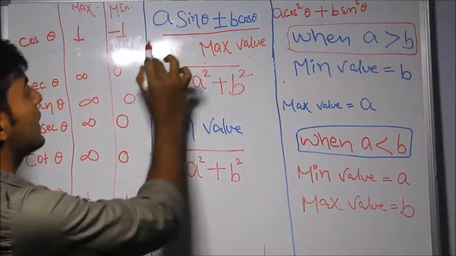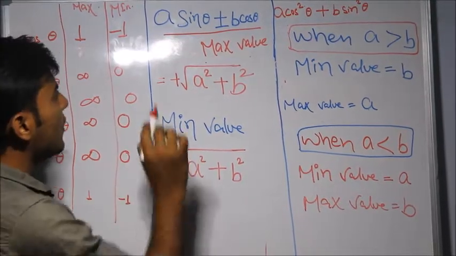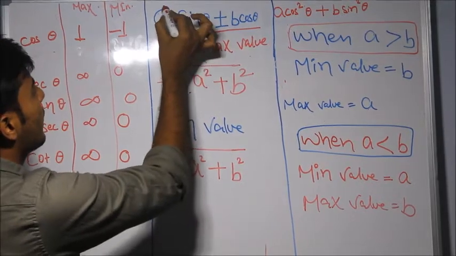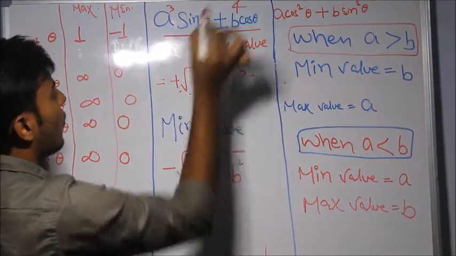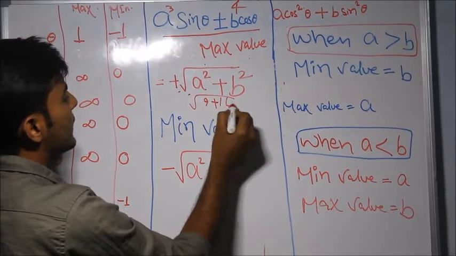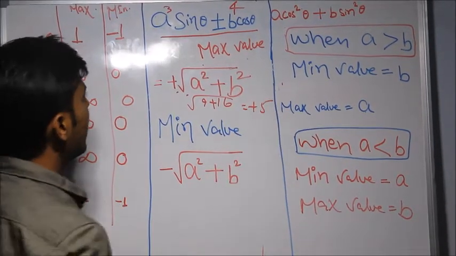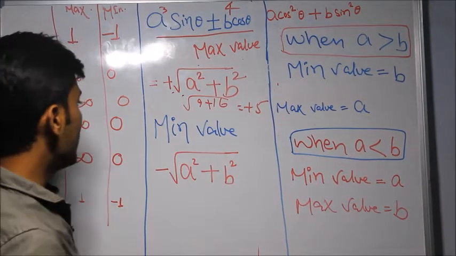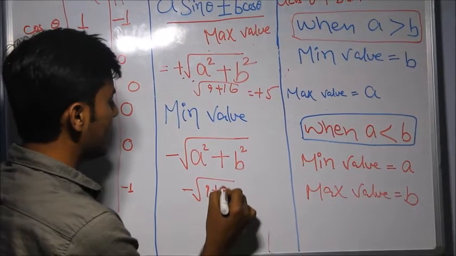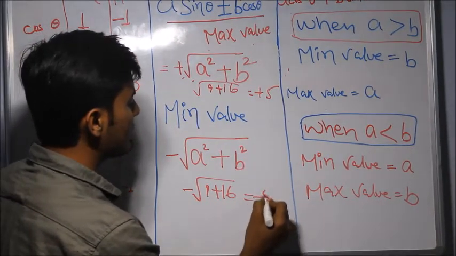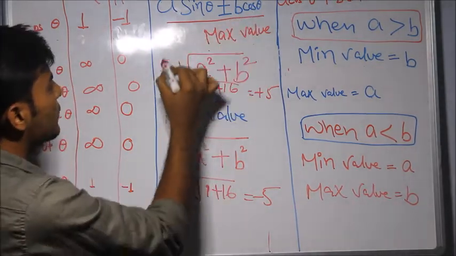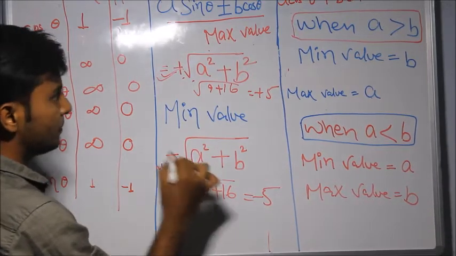So first, a sin theta plus b cos theta. Then it is simple, nothing you have to do. The maximum value is plus root of a square plus b square. If a is 3 and b is 4, then the maximum value will be root under 9 plus 16, that is plus 5. If we have to find the minimum value, then simply minus root under 9 plus 16, that is minus 5. So if you get a question in the form a sin theta plus b cos theta, simply use this formula and this formula.